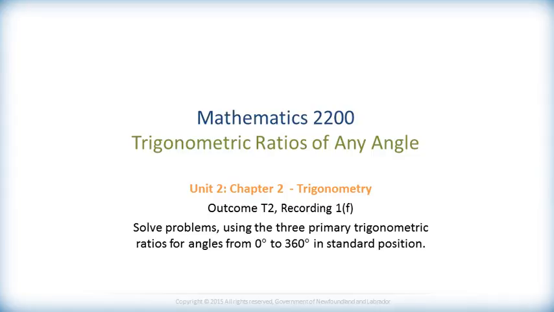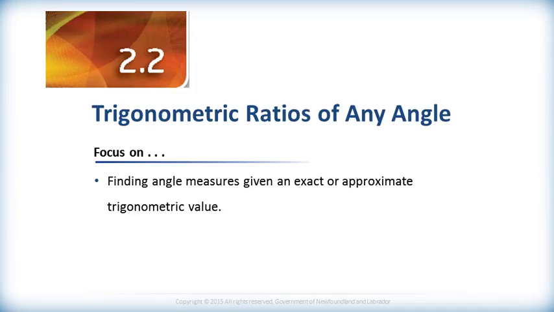Good day and welcome to recording 1F in our series on trigonometric ratios of any angle for Unit 2, Chapter 2, Trigonometry, Mathematics 2200. We'll be looking at how to find angle measures given an exact or approximate trigonometric value.